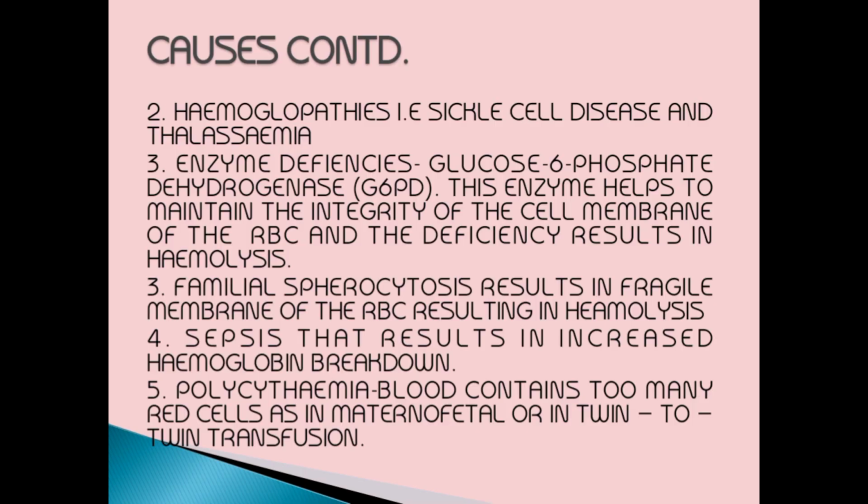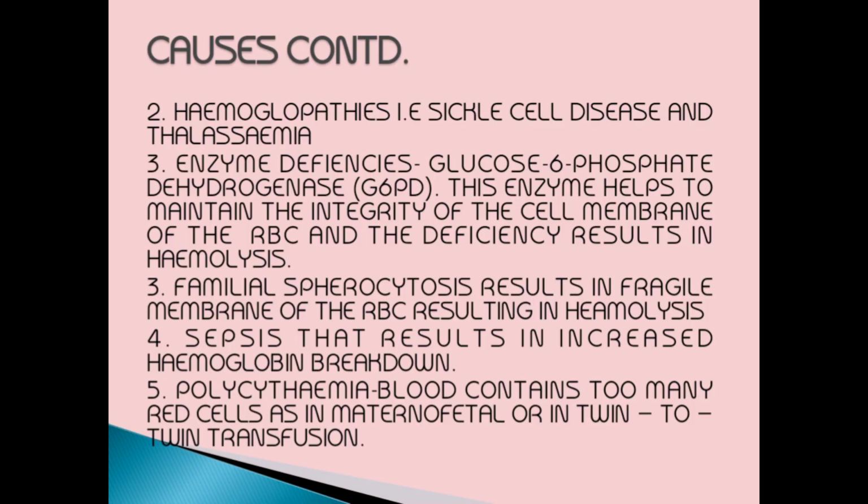Polycythemia, which means a lot of red blood cells, or an increase in the number of red blood cells. This causes the destruction of red blood cells, and hence a rise in bilirubin levels. So these are the causes of jaundice, or what we said was excessive hemolysis.